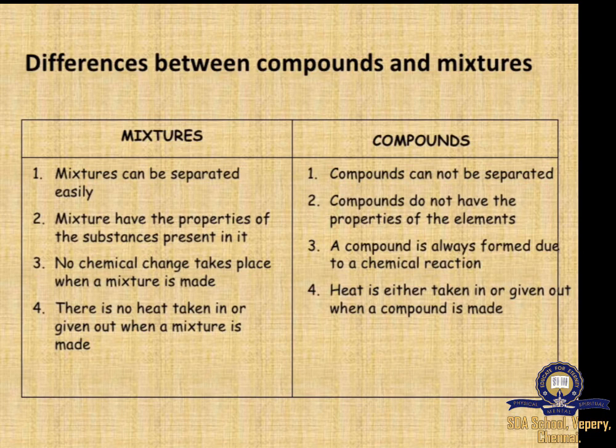No chemical change takes place when a mixture is made. Yes, the components retain their own characteristics. A compound is always formed due to a chemical reaction. There is no heat taken in or given out when a mixture is made. In a compound, heat is either taken in or given out when it is made. So while making a compound, either it uses up heat energy or it gives it out. That is called a compound.